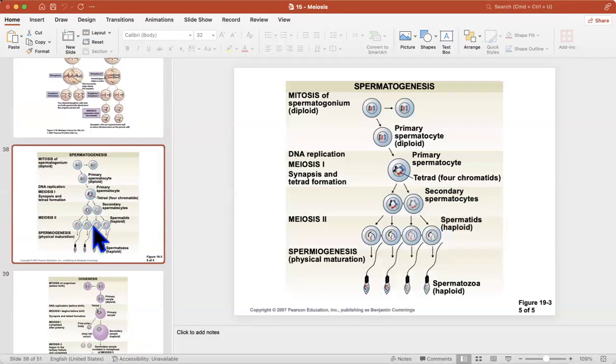Okay, now let's look at sperm and egg production. Producing sperm is called spermatogenesis. You have two processes. The first is called spermatogenesis. Spermatogenesis ends up with 4 haploid cells, but actually they are not sperm yet. They are called spermatids.